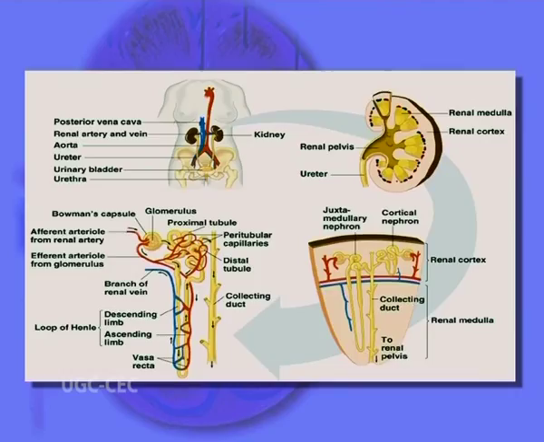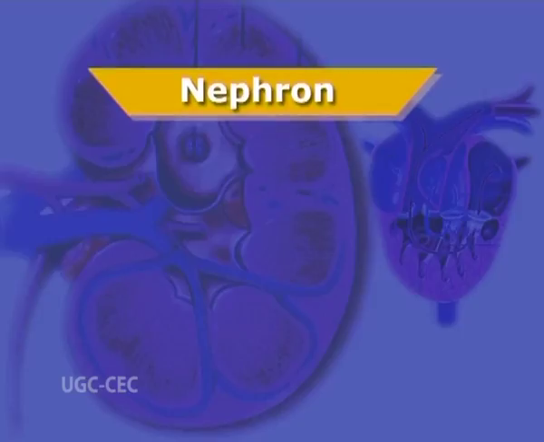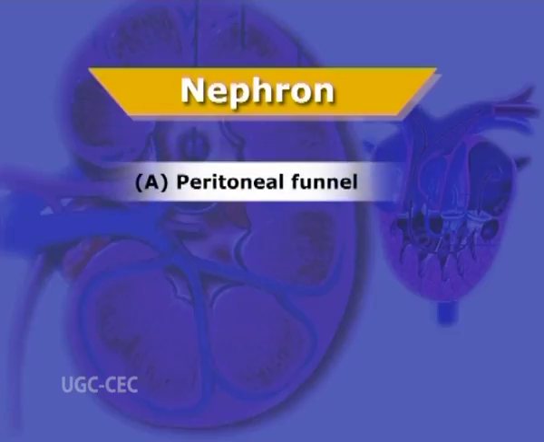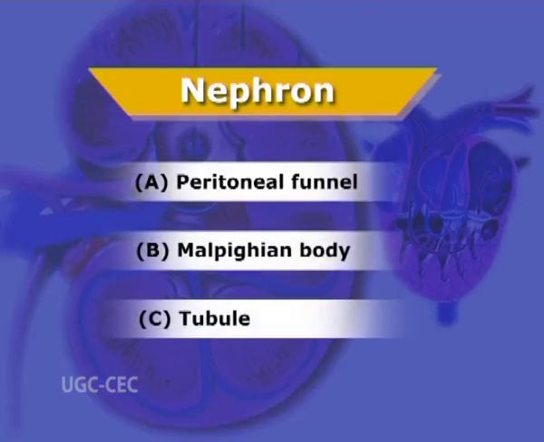Basic structure of vertebrate kidney. The structural and functional unit of a vertebrate kidney is a nephron. Every vertebrate kidney has a basic structure. For example, each kidney is composed of a large number of units called as nephrons. Their number, complexity and arrangement differ in different group of vertebrates. Now let's learn different parts of this nephron. A nephron is differentiated into three basic parts, that is peritoneal funnel, Malpighian body and the tubule.